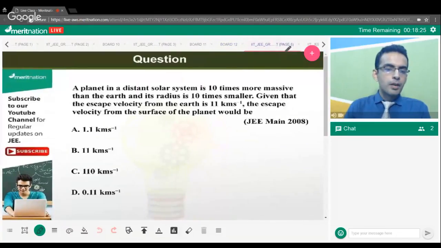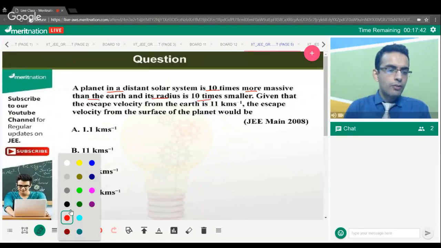Okay, so let's see one more question. The question says, a planet in a distant solar system is 10 times more massive than the Earth, and its radius is 10 times smaller. The escape speed from the Earth is 11 kilometers per second. So the escape velocity from the surface of the planet would be, we have to find the escape velocity of the planet. Now that must be clear to all of you.